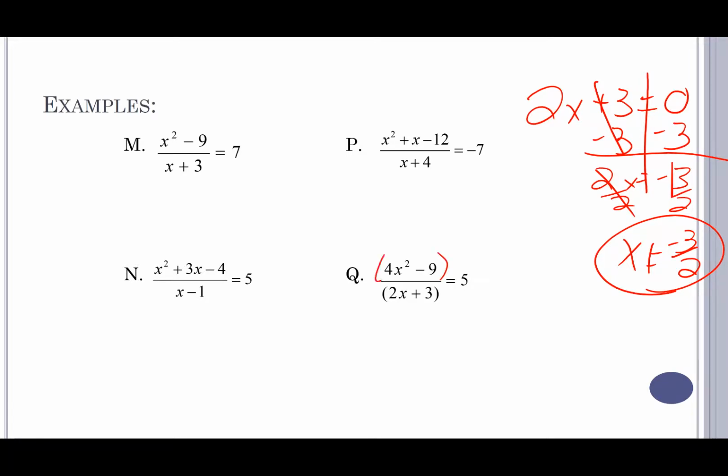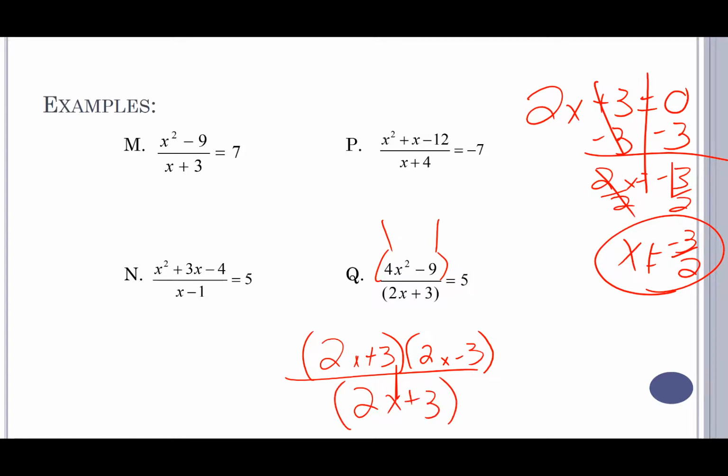Now the numerator, if you're wondering here, that is factorable, and that is factorable by difference of squares. So if I factor the numerator, that would be 2x and 2x. This would be 3 and 3. So I would have 2x plus 3 and 2x minus 3. That's my factor for the top. On the bottom, I still have 2x plus 3, of course, and equals 5.